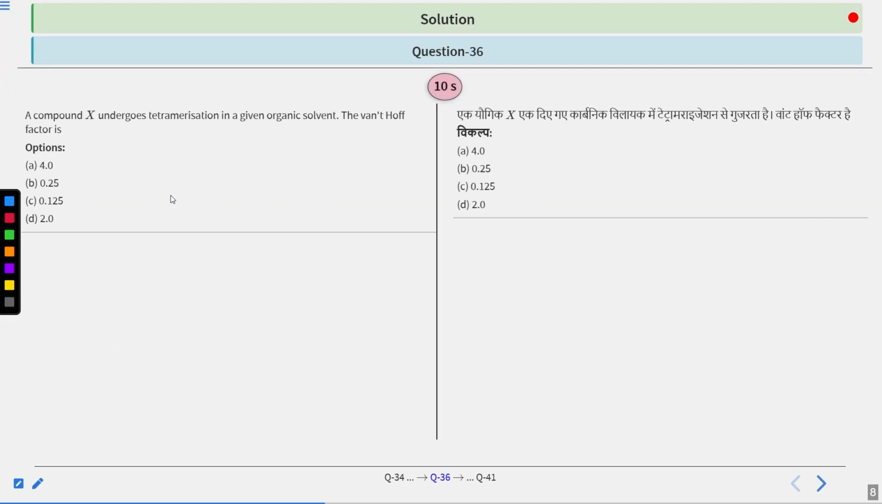Question number 36 says that a compound X undergoes tetramerization in a given organic solvent. The van't Hoff factor is, your options are A 4.0, B 0.25, C 0.125, D 2.0. So you have 10 seconds to solve this question. Your time starts now. Before that, the hint would be that since it is tetramerizing, the number of particles is decreasing, and hence the van't Hoff factor will always be less than 1. So this much hint is, I think, enough to solve this question. Your 10 seconds starts now.